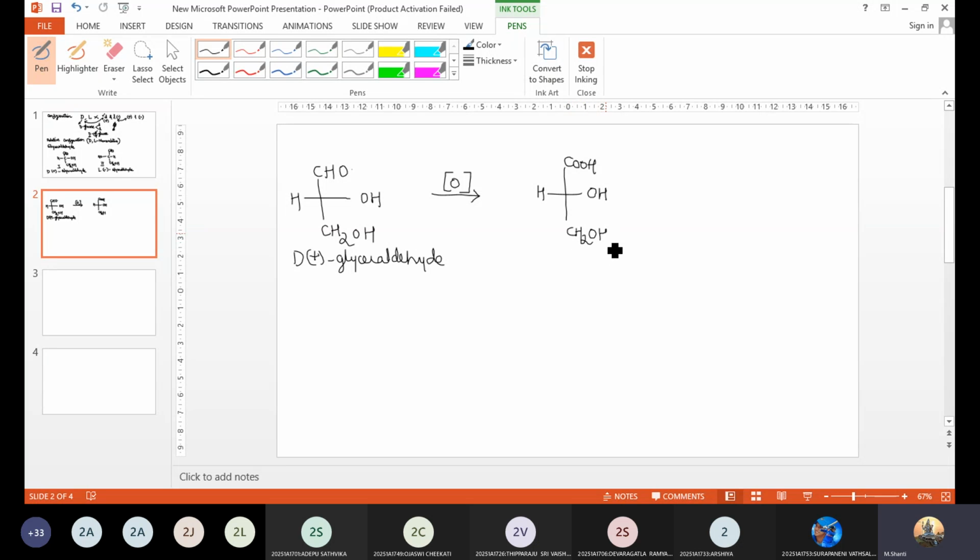And what is the name of this compound? This is the aldehyde we started with, so this will be glyceric acid. Okay, glyceric acid. And let me know what is the configuration for this molecule. Shall I give it as D or L? Should it be D or L?